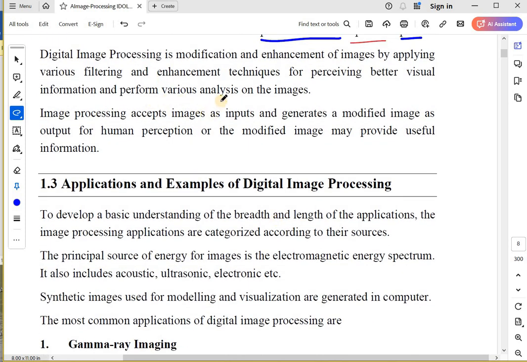Now, image processing accepts an image as an input and it generates a modified image as an output for human perception, or the modified image may be having some useful information also. Now, many times we just click a picture and then we try to change the contrast in the picture. That is also image processing.